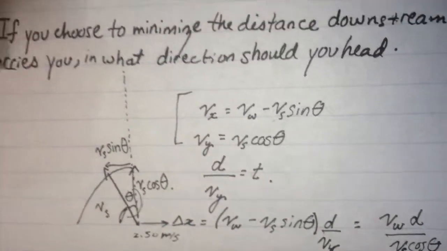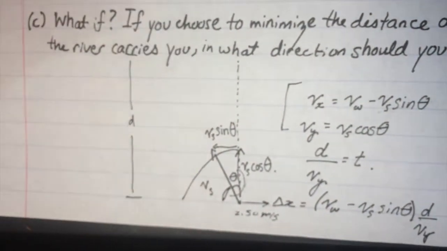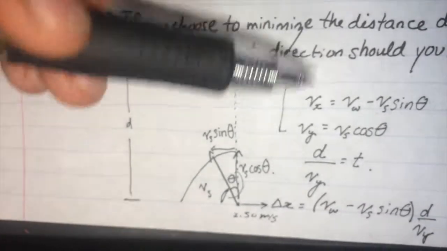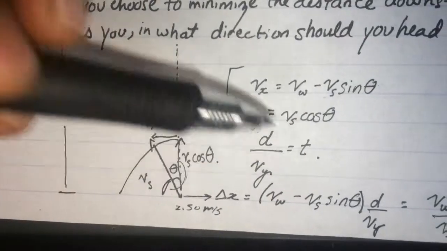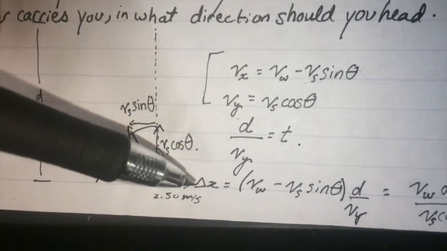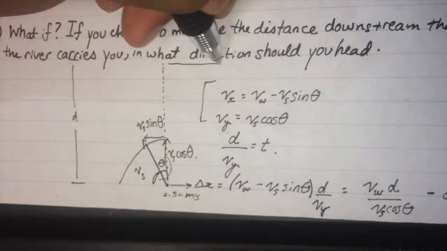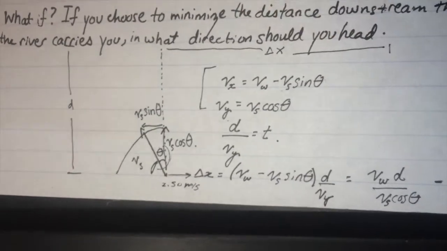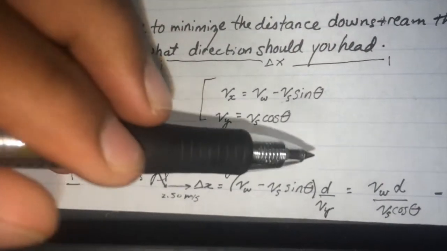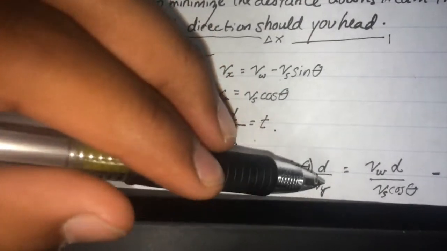So now we know the distance between the banks, so I'm going to denote that by d. So the distance divided by our Vy, which is Vs cosine theta, is the actual time we're going to be in the water. Therefore, delta x is how far downstream we end up, and that's going to be our Vx times the time. So we're going to have Vw minus Vs sine theta, times d over Vy.